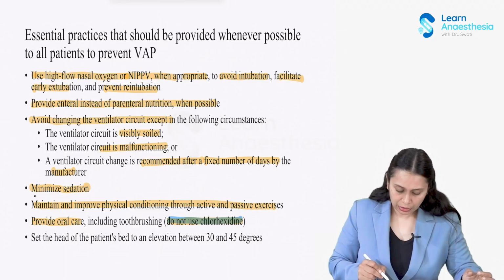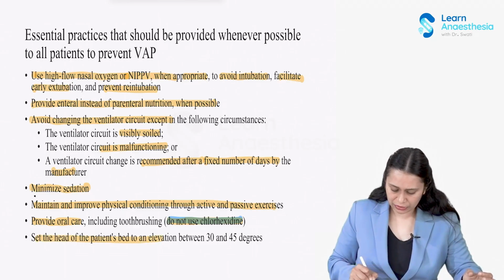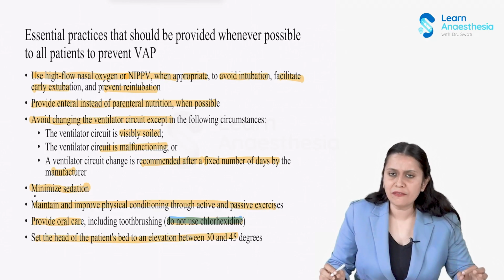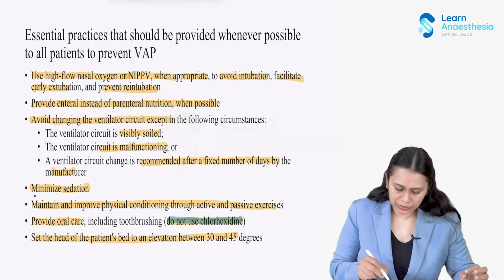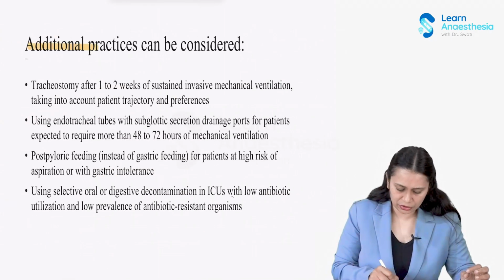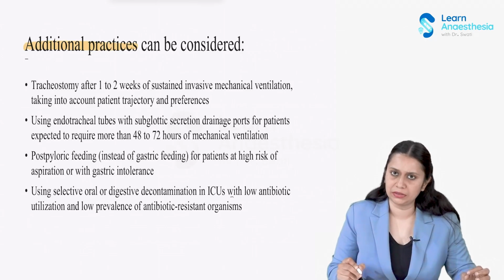Then set the head of the patient in the bed elevated at 30 to 45 degree, right? This would decrease the risk of micro and macro aspiration. So we should keep the ICU bed of the patient elevated to decrease the incidence of micro and macro aspiration. So these are the essential practice which should be practiced. Then there are some additional practice which can be considered.